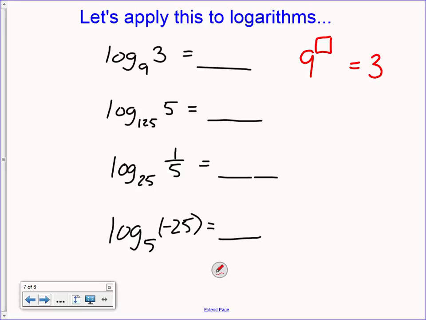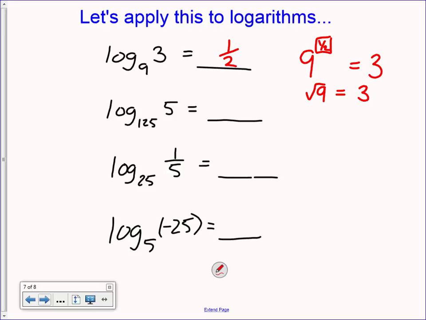Notice that the square root of 9 is equal to 3. So basically we're looking for the 1/2 power, okay? So this would equal 1/2. Because the 1/2 power converts into the square root of 9, which equals 3.